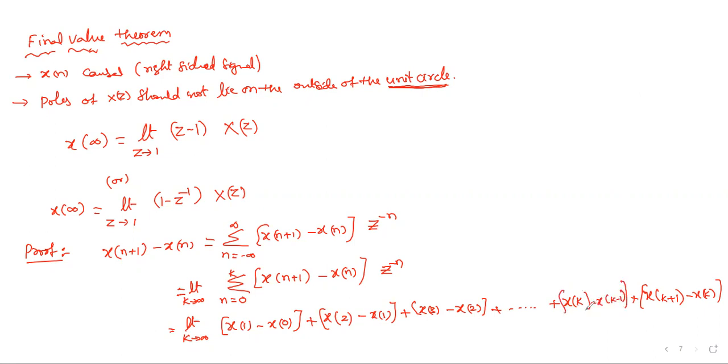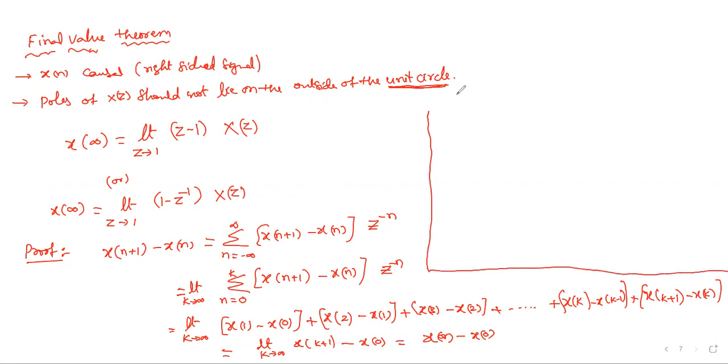Now, if you see, x of 1, x of 2, up to x of k minus x of k minus 1, and before that x of k minus 1 will be there. So now all will get cancelled. What are the leftover terms? Limit k tending to infinity of x of k plus 1 minus x of 0. What is this x of k plus 1? K value is tending to infinity. That means x of infinity minus x of 0.